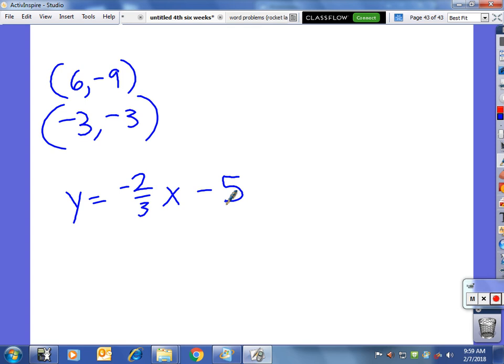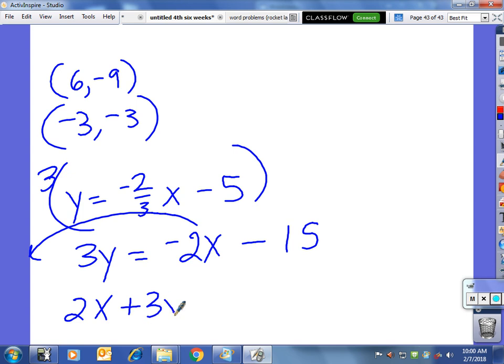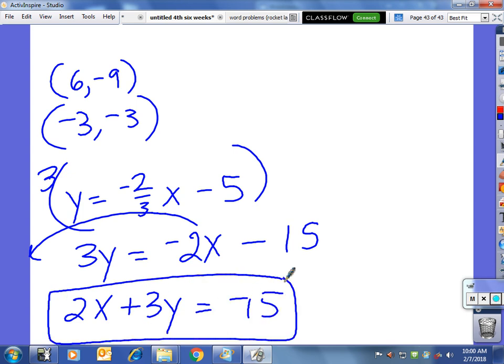Okay, so what do I multiply by? By 3. So you would have 3y equals -2x, because these 3's will cancel, minus 15. One more step left. Move the -2x to the other side, and there's my final answer in standard form.